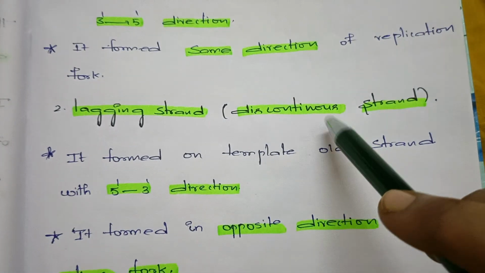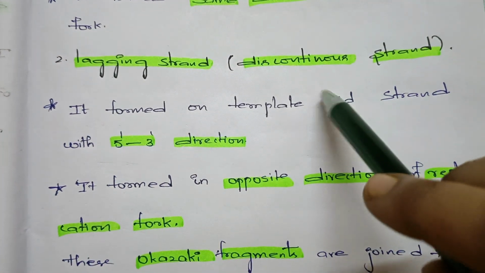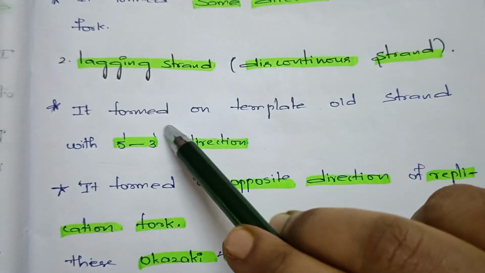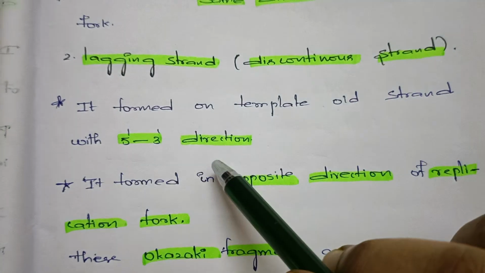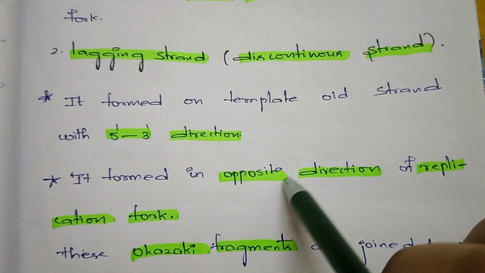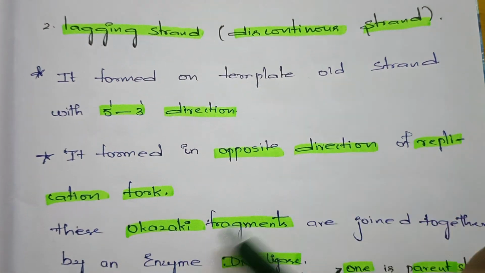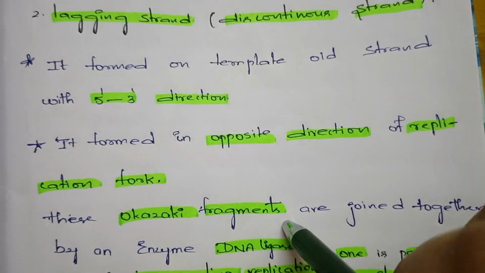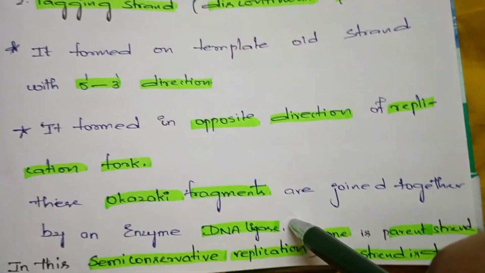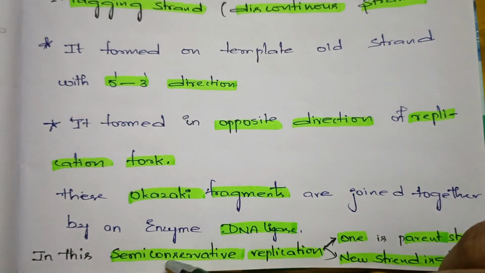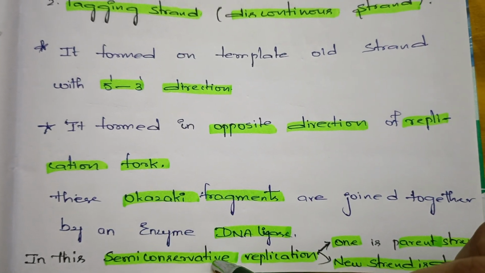But the lagging strand is a discontinuous strand, and we call it lagging because there are small fragments of DNA pieces, and the newly synthesized strand is in the opposite direction. These small pieces are called Okazaki fragments, and they are joined together by the DNA ligase enzyme.